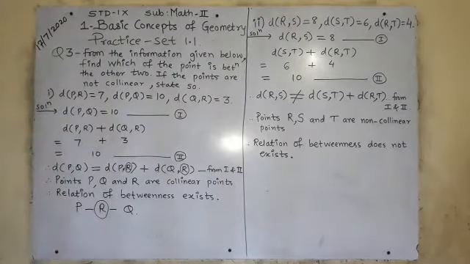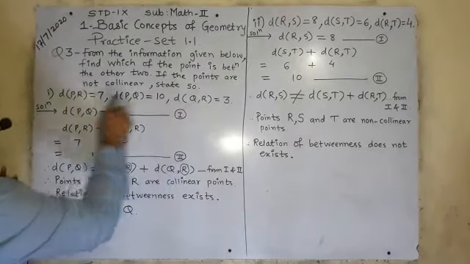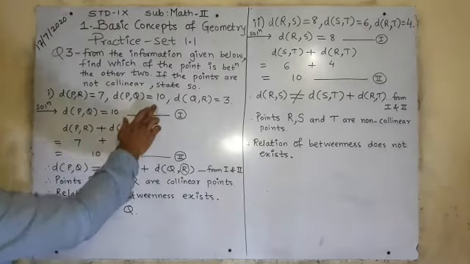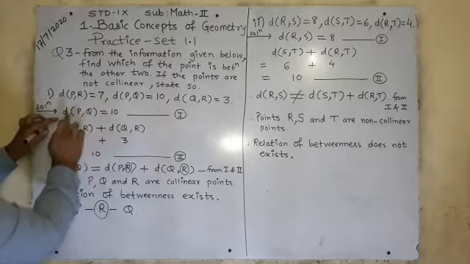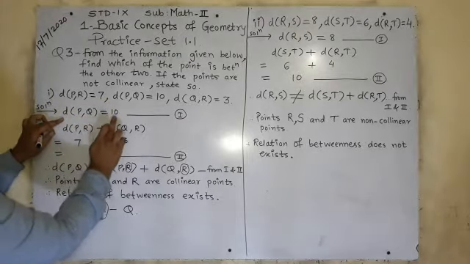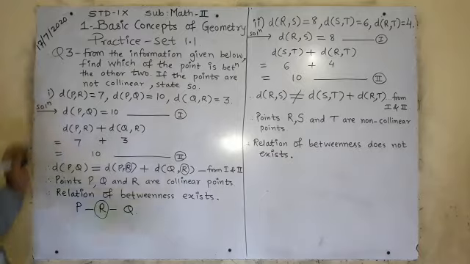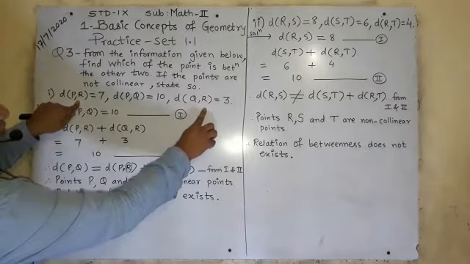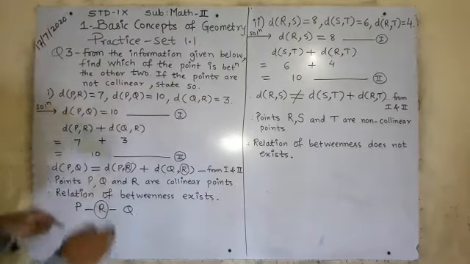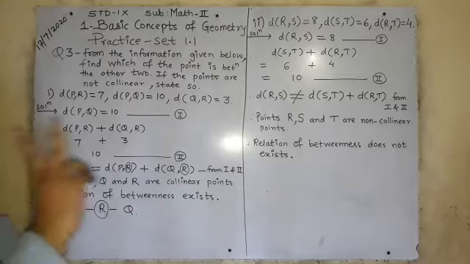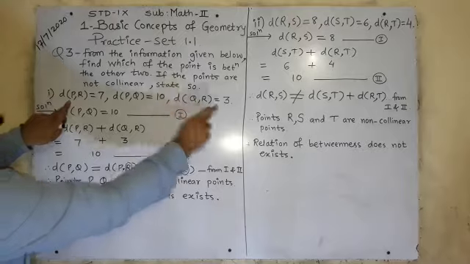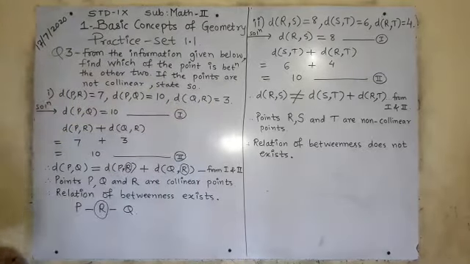So what do I have to do first? Which is the greater one? 7, 10 or 3? Which is the greater one? 10. Okay, so I will take this first. Distance between P and Q is equal to 10. This is my first equation, the first answer. Okay, then which two are left over? This and this. So I will take the other two and I will do the sum. It means the sum of the two smaller numbers.